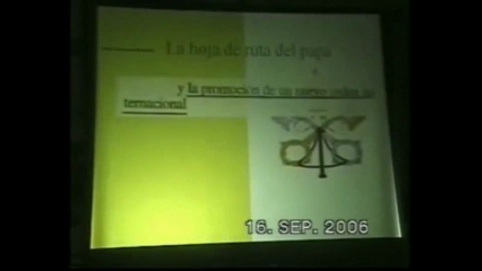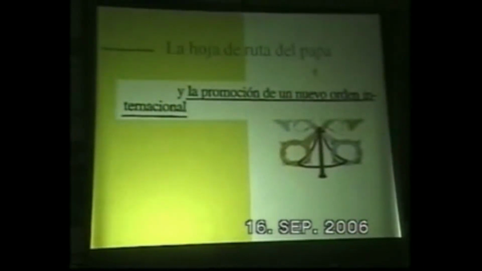More phrases that we can get here. What is the Pope saying here? The promotion of the new international order. What phrase did we see on the dollar bill? Do you remember it? New what? New world order. Secular. Isn't that the same thing? The new international order? And a Pope is saying it. And it coincides with what Freemasonry says?